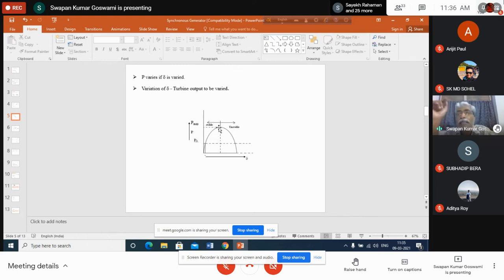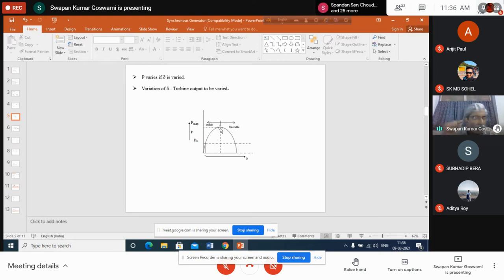then only you can say that the maximum permissible power input, or maximum permissible position of the input power line, will be equal to delta equal to 90 degrees, that means the peak of the power angle curve. Okay, assuming that there will be no oscillation and very slowly we are changing the input power to the generator.